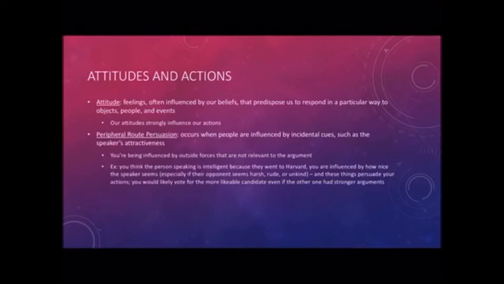Examples: you think the person speaking is intelligent because they went to Harvard. You're influenced by how nice the speaker seems. And these things persuade your actions. You'll likely vote for the more likable candidate, even if the other one had the stronger arguments. So peripheral route persuasion: influenced by unimportant or irrelevant details.